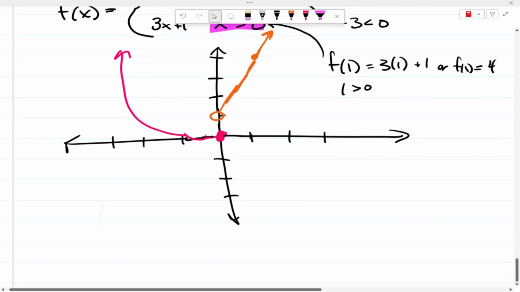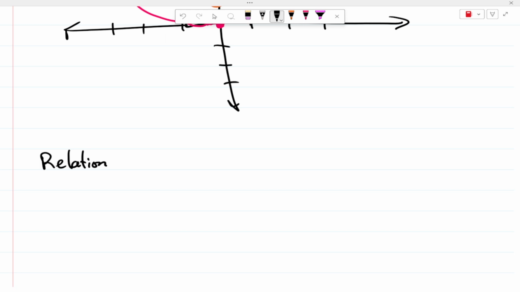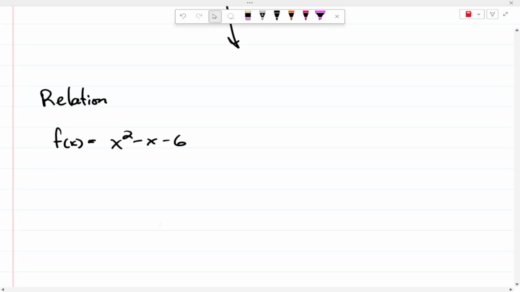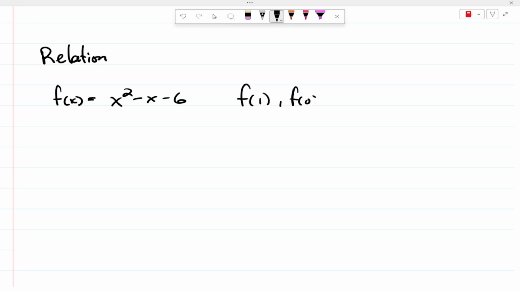So the last thing that I want to go over is this concept of a relation. And it's very, very simple. Here we have f of x equals x to the second minus x minus 6. Okay? So what I'm going to do is give us some x values. So let's find f of 1 and f of 0.